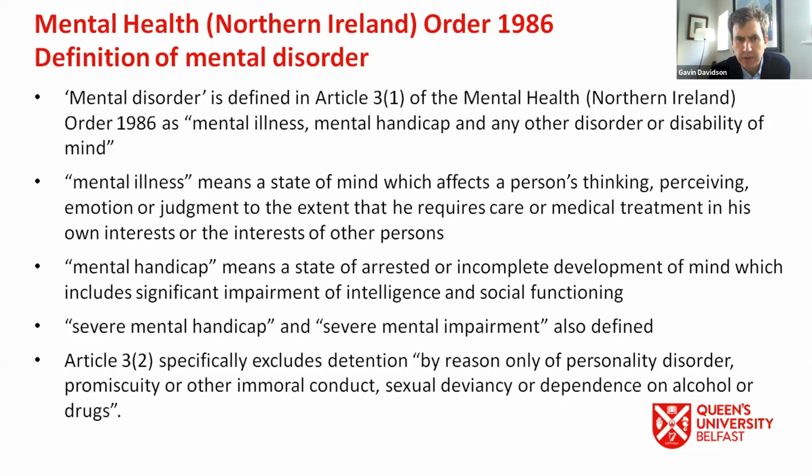So an important thing to remind you of in terms of the definition of mental disorder under the 86 order is that Article 3.2 specifically excludes detention by reason only of personality disorder, promiscuity or other immoral conduct, sexual deviancy or dependence on alcohol or drugs. So it's just to alert you to that. A person doesn't meet the mental disorder criterion if the view is that their difficulties are only personality disorder, for example, or dependence on alcohol or drugs. I think in practice it's relatively rare for a person to be experiencing either of those difficulties in isolation of other mental health problems, but it's just to alert you to those specific exclusions.